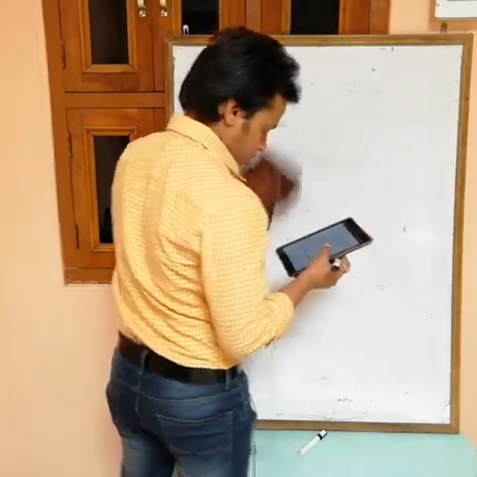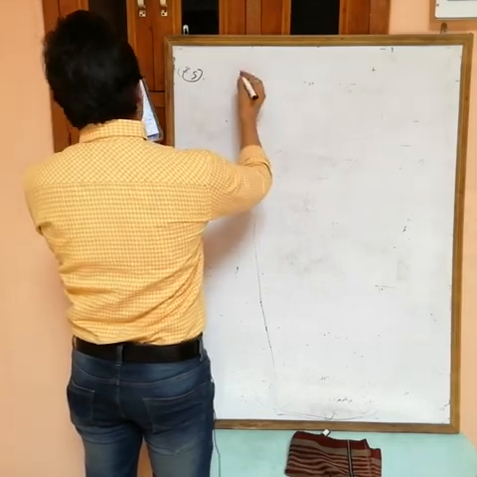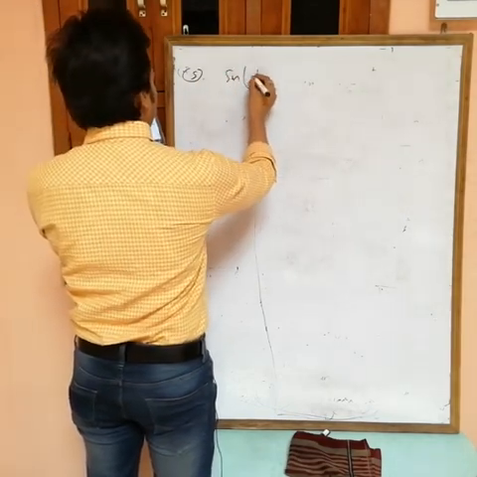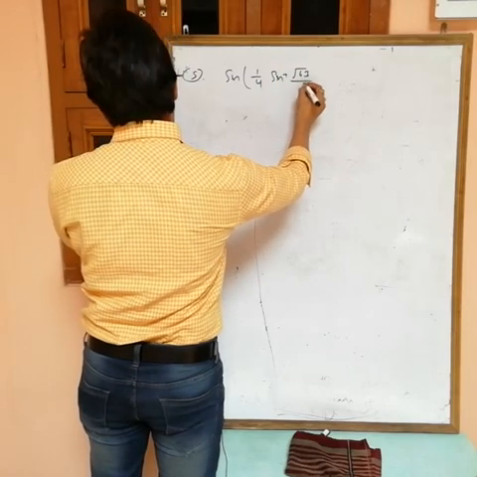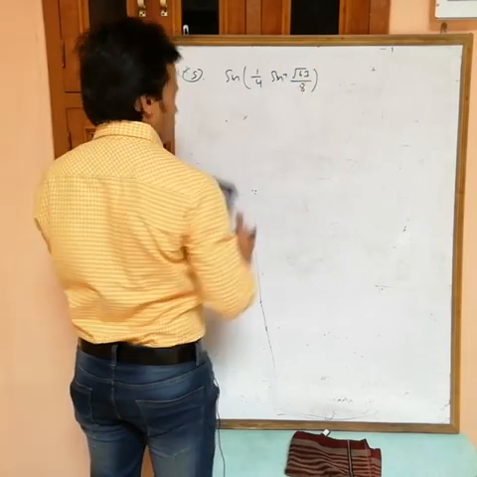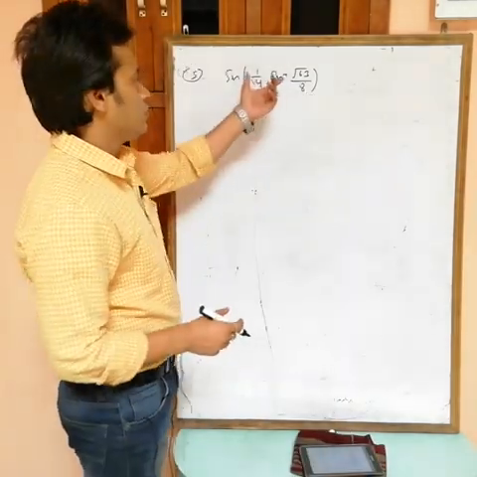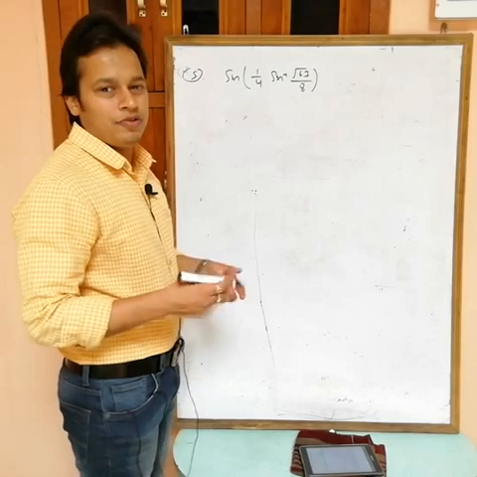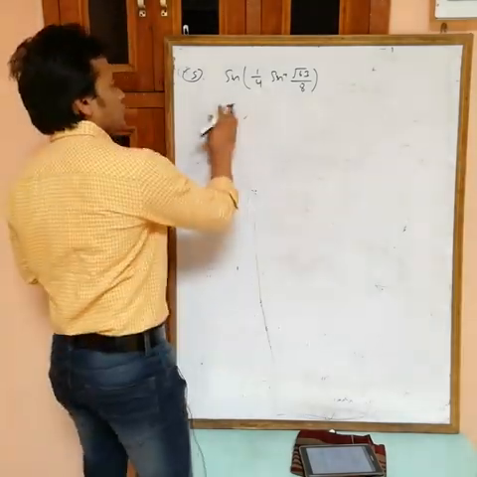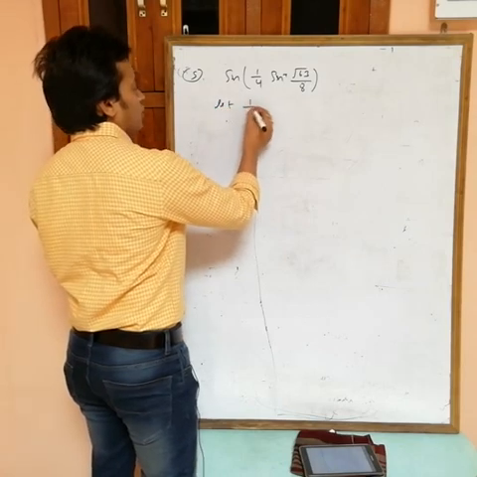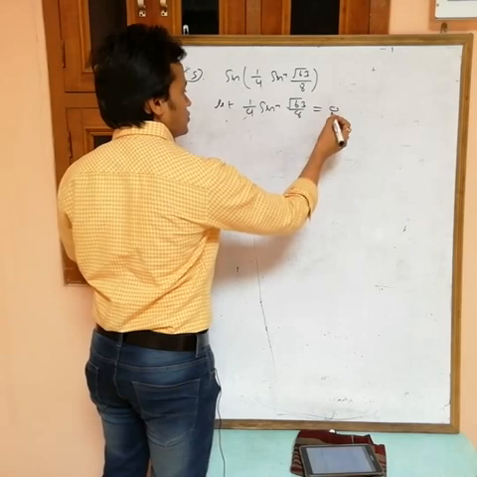Question number 5. We want the value of sine of 1 by 4 sine inverse root 63 by 8. To find this directly we can't solve it, so I am assuming it as theta, because the value of an inverse trigonometric function is always an angle. So let 1 by 4 sine inverse root 63 by 8 equal theta.